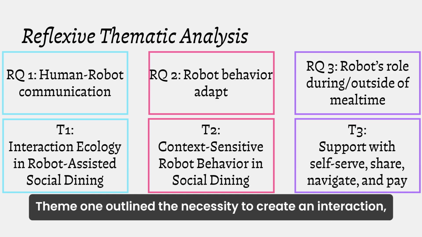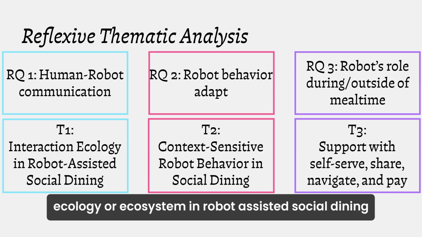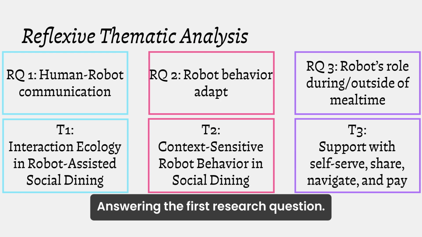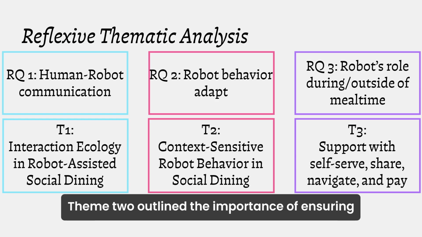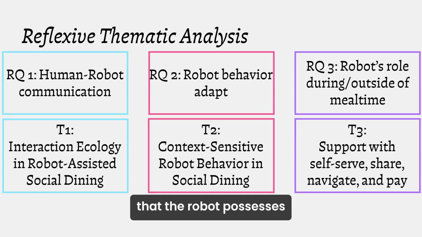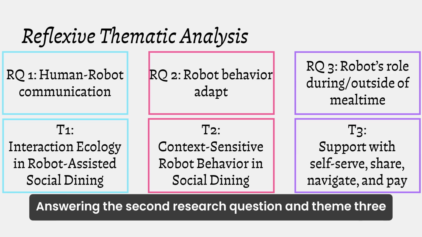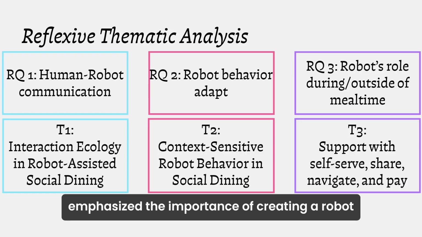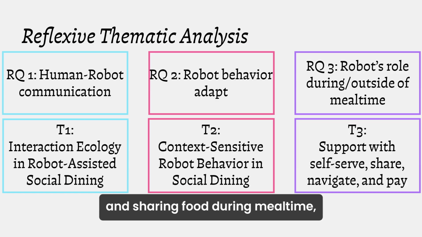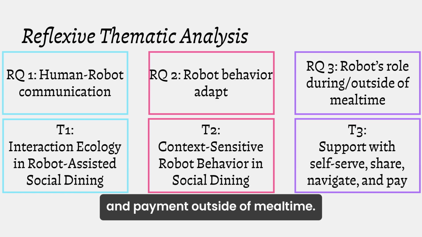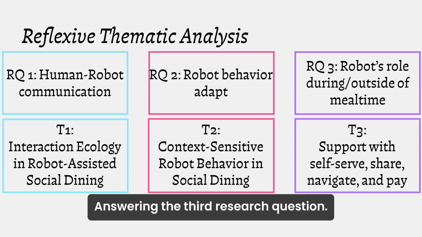Theme 1 outlined the necessity to create an interaction ecology or ecosystem in robot assisted social dining to foster a seamless human robot communication, answering the first research question. Theme 2 outlined the importance of ensuring that the robot possesses a context sensitive behavior when social dining, answering the second research question. And Theme 3 emphasized the importance of creating a robot that can support with self serving and sharing food during mealtime and providing assistance with navigation and payment outside of mealtime, answering the third research question.